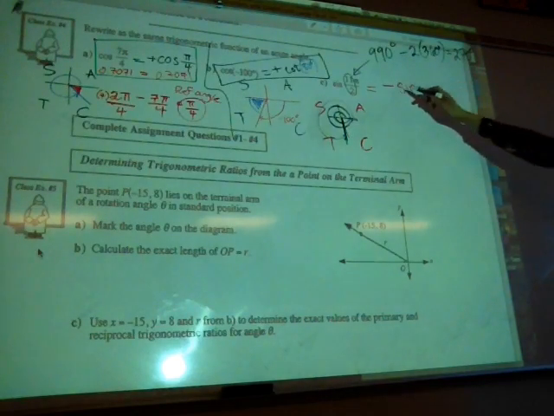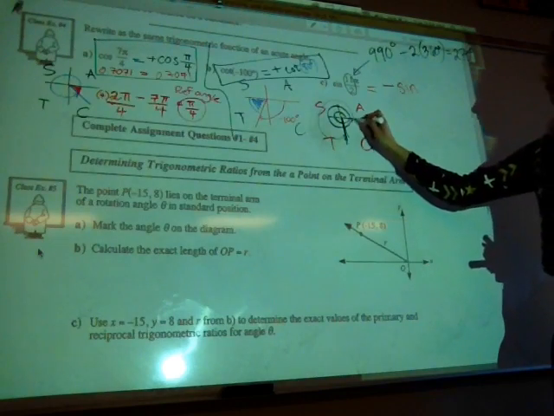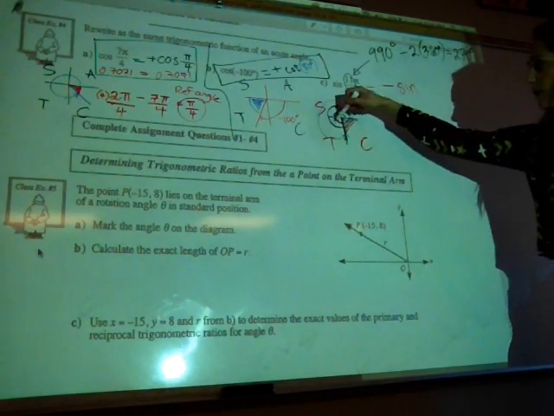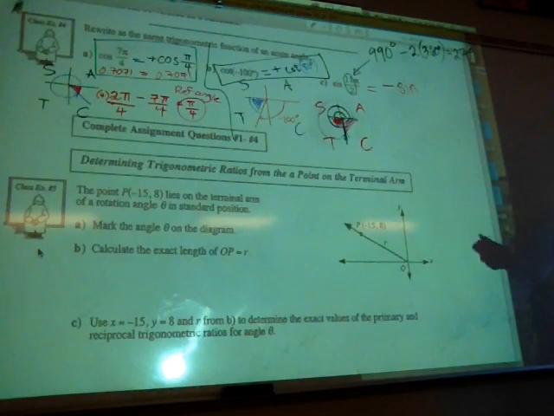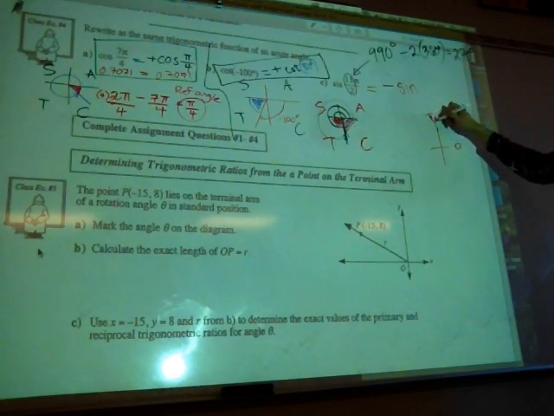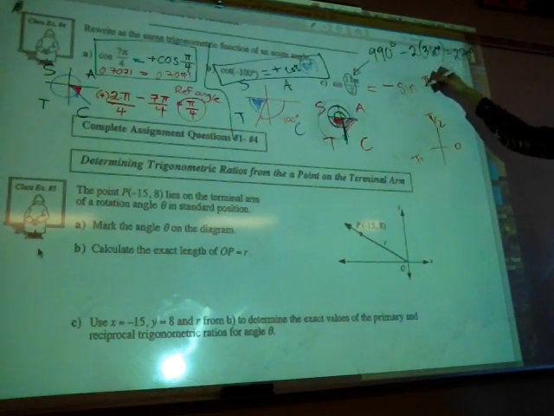So we have a negative ratio. Now we need to figure out the reference angle. Just by looking at it, from here to here, what's that angle? 90 degrees. Or if we went backwards to the x-axis, it's still 90 degrees. So 90 degrees as a radian, you remember when we labeled 0, pi over 2, pi. So it's going to be negative sine pi over 2.